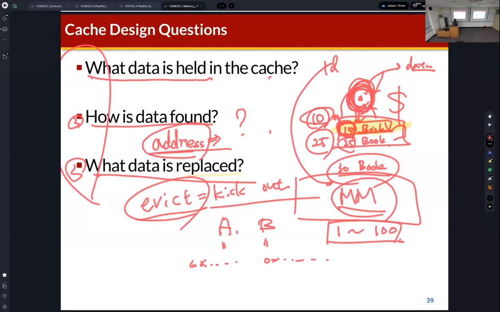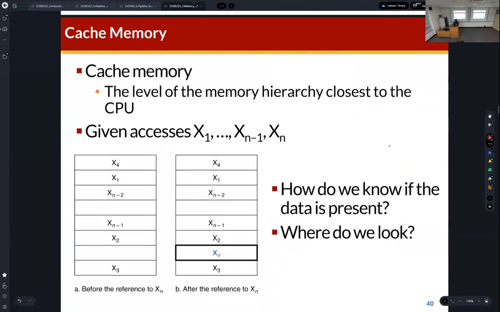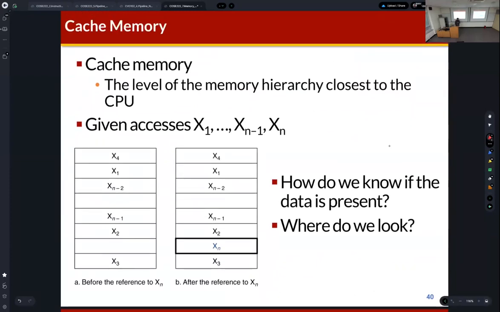So which data will be stored, and actually we need to store the address along with the data, and then which data will be evicted or replaced. Okay. So this is the concept of cache. And then this is the access. And the x and number represent some address.